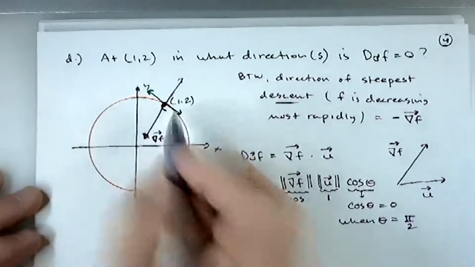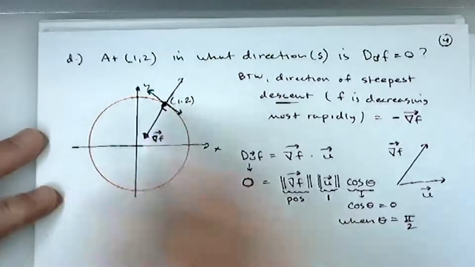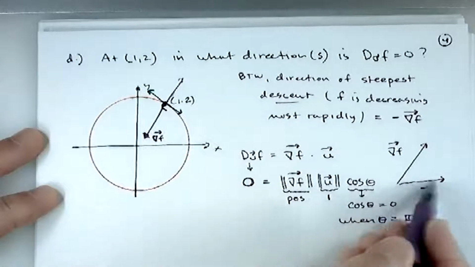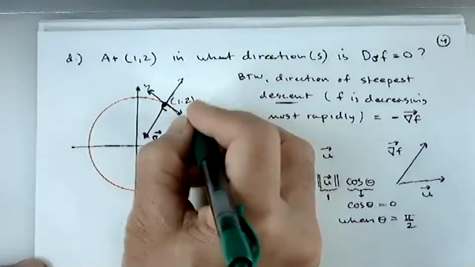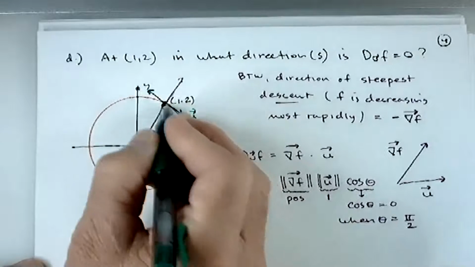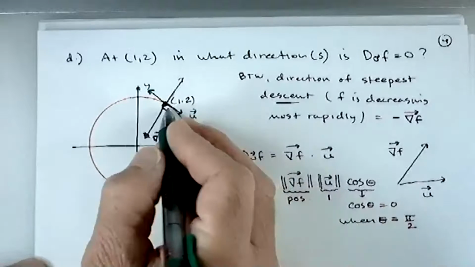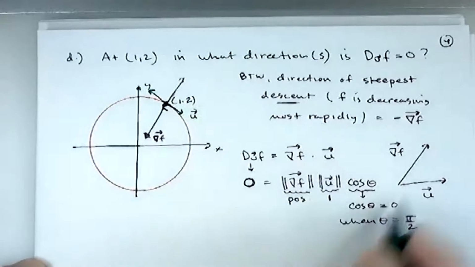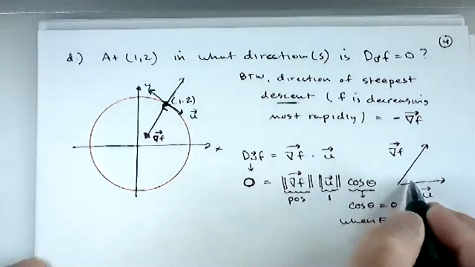And so what this confirms is that u, the direction you want, must be this vector here, or this one, plus or minus u. This would be moving along the level curve. And what this is saying is, to get no change in elevation, your gradient and u need to be perpendicular, right? That needs to be a right angle.